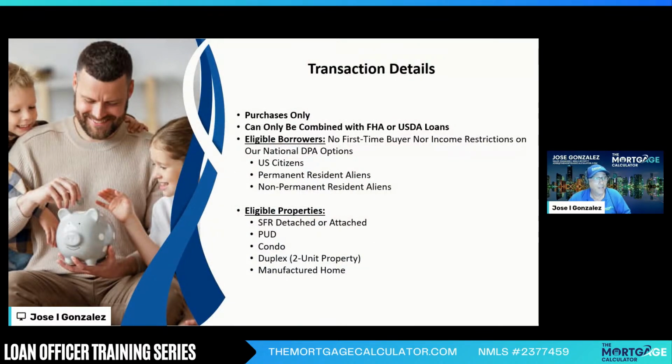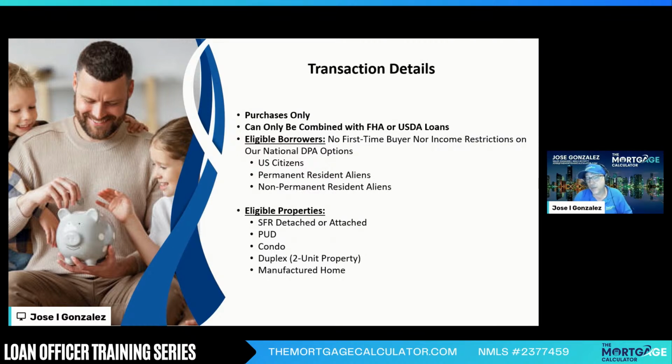There you go. So eligible properties are single family residences, detached or attached, PUDs. Condos are also eligible. Duplexes, and by a duplex, depending what part of the country you're in, you may not refer to it as a duplex, but a duplex is a 2-unit property where the borrower lives in one side and rents out the other side legally and can derive income to help them qualify for the loan. So we do allow a duplex for this loan.